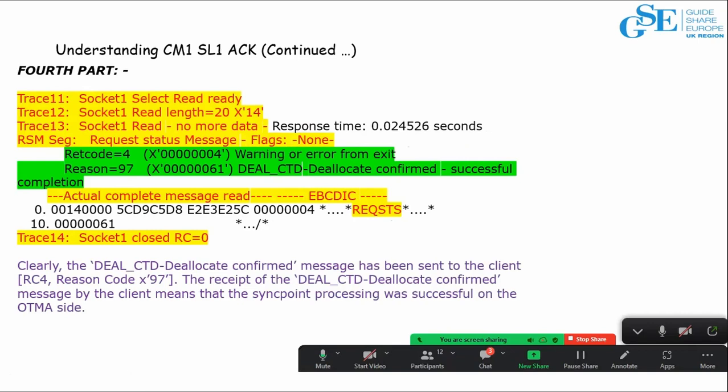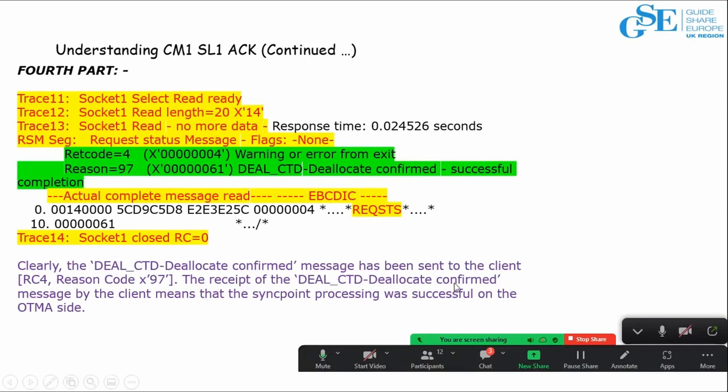And then the fourth and the final part, if you see over here, remember the IMS Connect client is holding up the reply message. It sends an ACK, but it still cannot process the reply message. It has to hold the reply message till it receives a deallocate message back from IMS. In this case, you see DFS CTD, which is deallocate confirm. The deallocate confirm message has been sent to the OTMA client back from IMS. The return code is 4 and the reason code is 97.